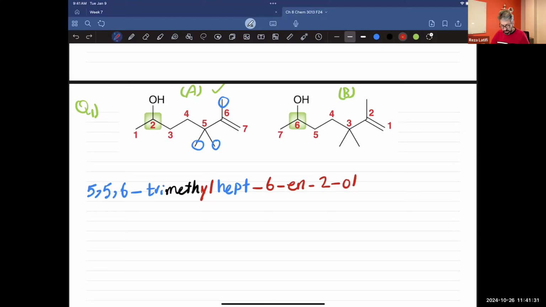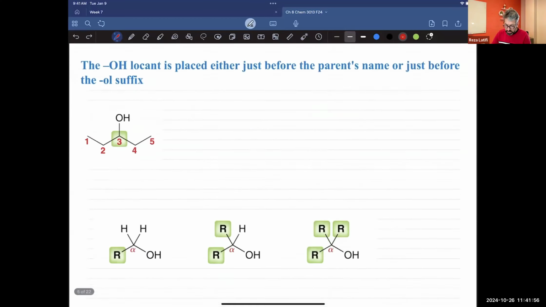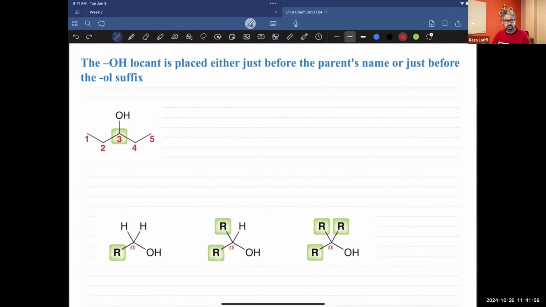Okay, so the right name will be 5,5,6-trimethylhept-6-en-2-ol, where "en" shows that it has a double bond, and "2-ol" shows that it's an alcohol. Again, OH gets priority over a double bond or triple bond, and the OH should get the smallest possible number. And again, as I said, we can name alcohols in different versions.